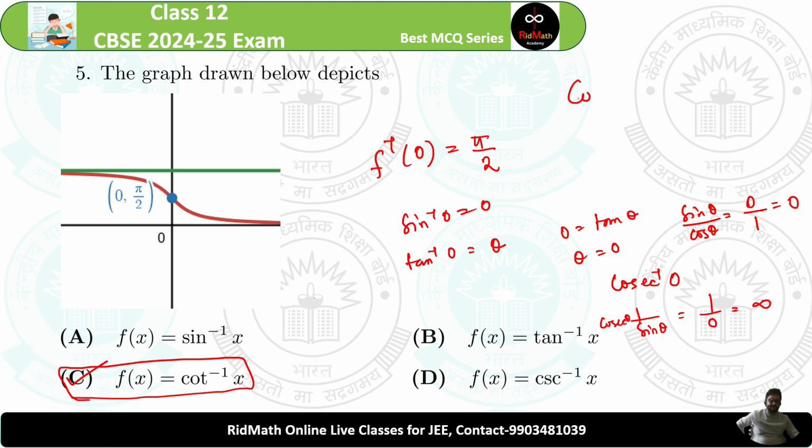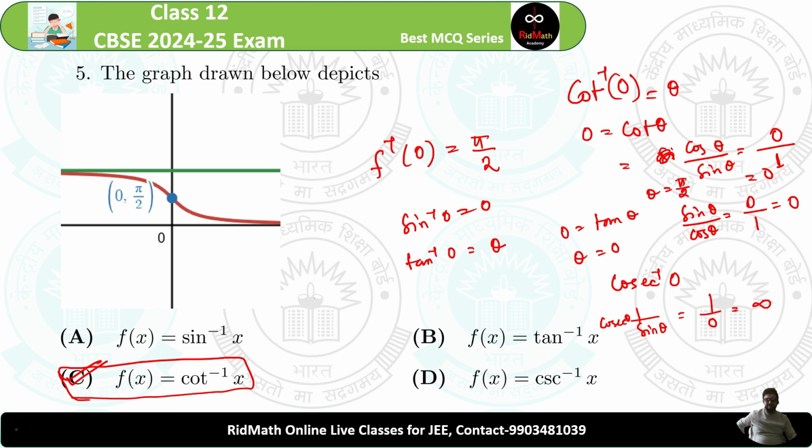So I'm taking here cot inverse 0. Let this be equal to theta. So 0 equals cot theta, and cot theta is equal to cos theta by sin theta. So what is sin pi by 2? Sin pi by 2 is 1, and cos pi by 2 is 0. So 0 by 1 is 0. That means theta equals pi by 2. Okay, so the answer is C. Next problem.